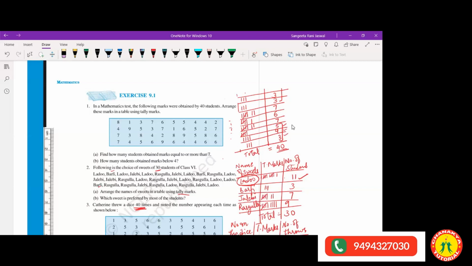The first part that you need to find out is how many students obtained marks equal to or more than 7. Then the second one is how many students obtained marks below 4. This part is afterwards. First make a tabular form and make tally marks. Quickly, Soumya. Quickly, everyone should do. You will all show me your notebooks on the camera.